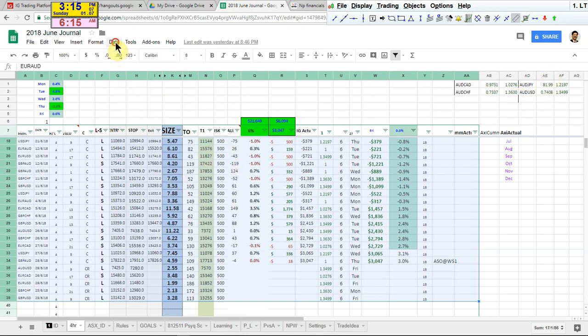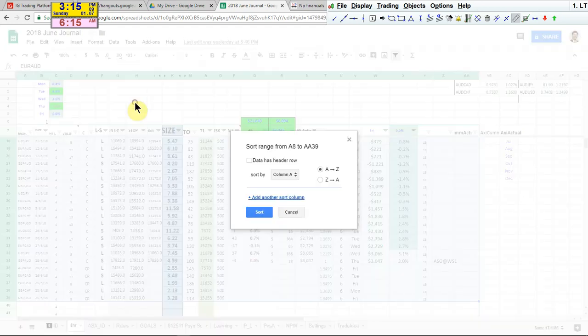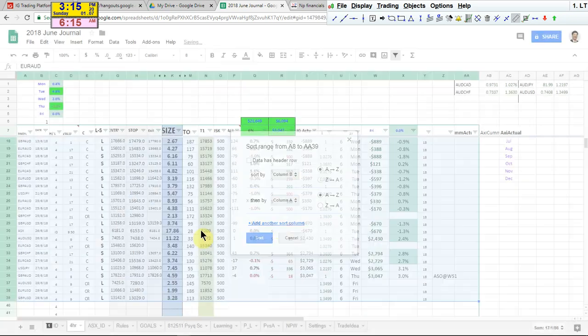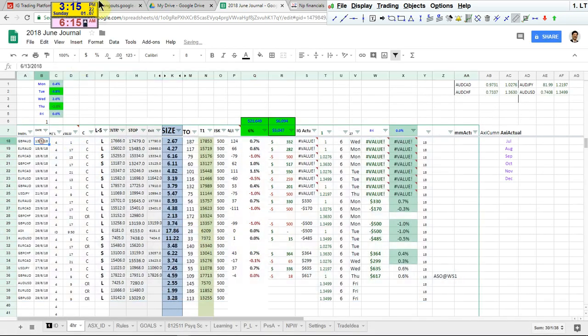So what I'm doing, I'm sorting it short range, short B first and then A. So what we will have is day-wise opportunities. Yeah, so let's start with this one.